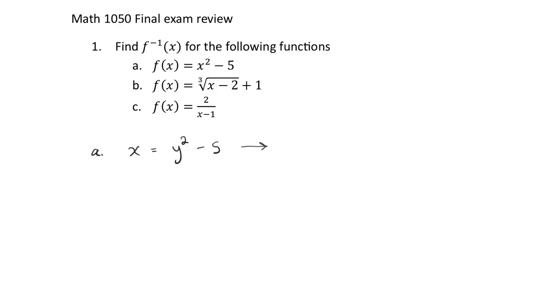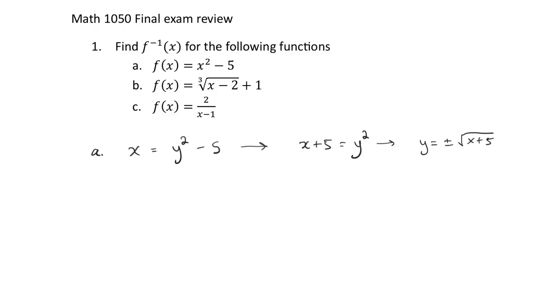So if we add 5 to both sides, we're going to have x plus 5 is equal to y squared. And then to get y by itself, we can use square root on both sides. And because we use the square root to solve an equation, we have to have plus or minus the square root of x plus 5.